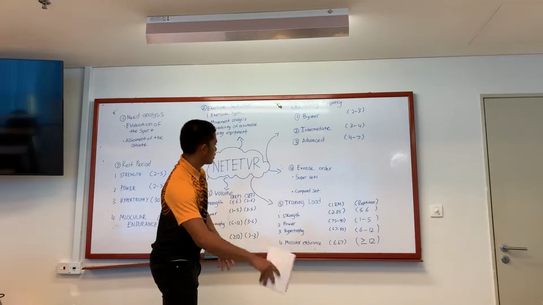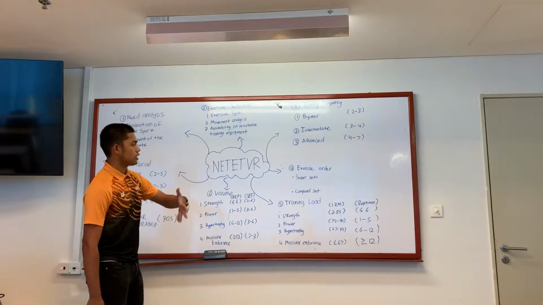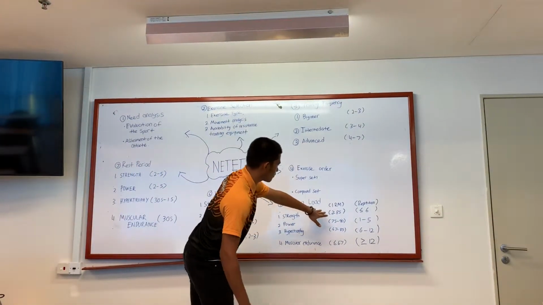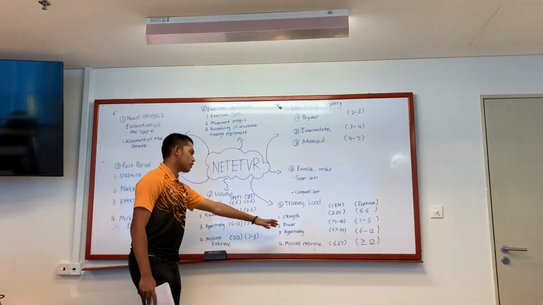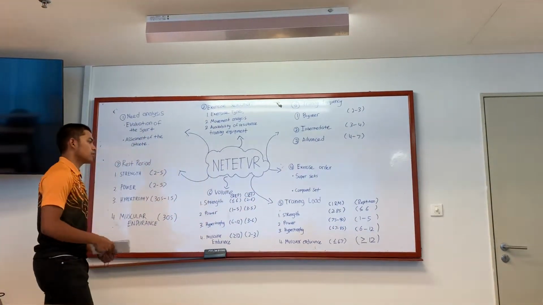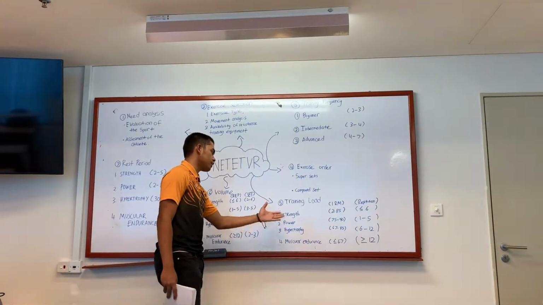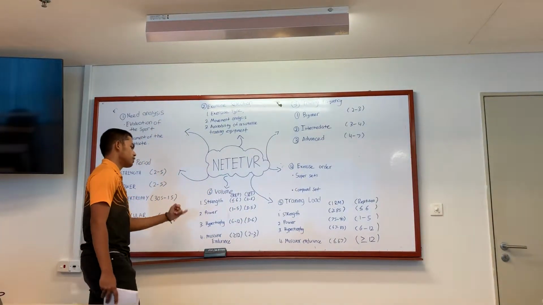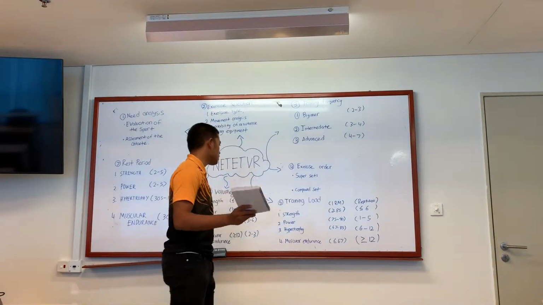Okay, next I will proceed to training load. First, strength. 1 repetition maximum is above 85, and the repetition is below 6. Power is 75 to 90 of 1 rep max, and the repetition is 1 to 5. Hypertrophy is 67 to 85, the repetition is 6 to 12. Muscular endurance is below 67, and the repetition is above 12.